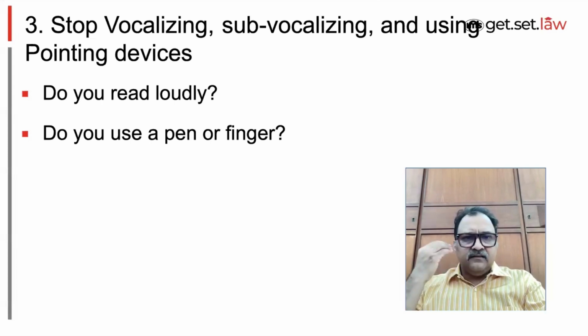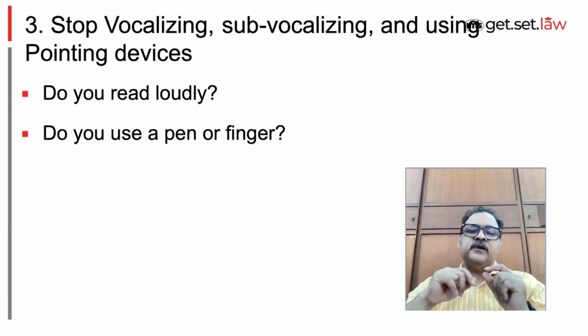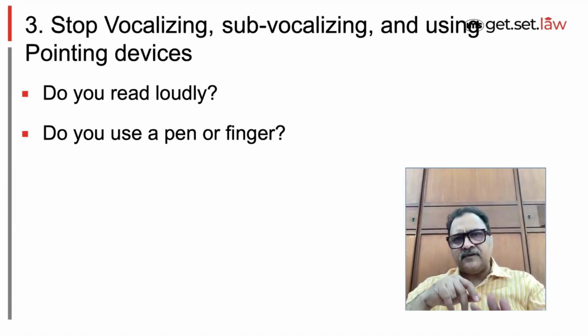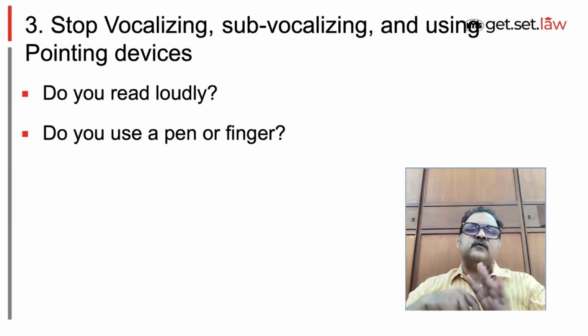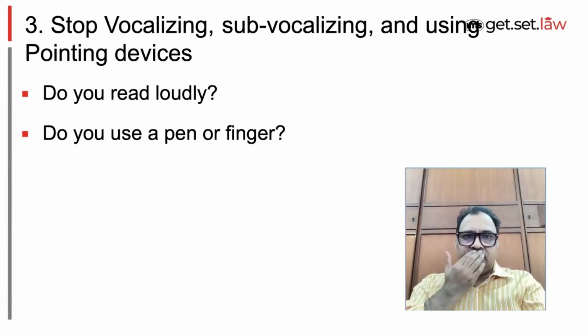Now, sub-vocalizing is, okay, you're not producing a sound, but in your mind, you're reading one word at a time. What happens then is that your reading speed will perhaps be 40%, maybe even 25% of what it can be. So you will have reduced your reading speed by at least one half, if not more. So stop vocalizing, stop sub-vocalizing, read here, not here, not here, read here.